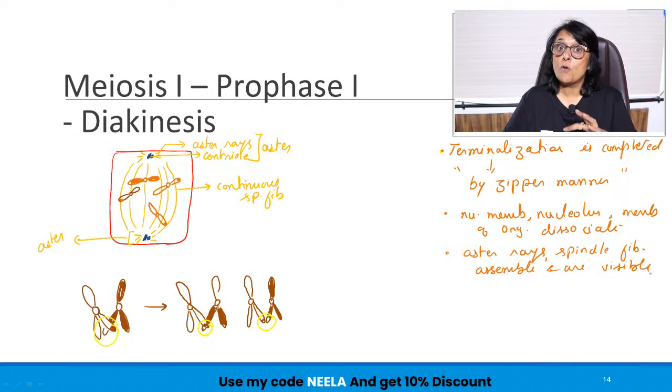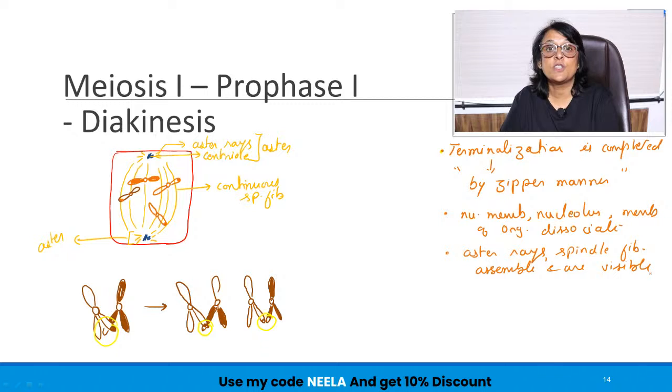So we say prophase I is the longest phase of meiosis. And why do we say so? Because there are so many things which are happening here. As I told you, once we complete this, we are going to have a recap of this. So let's go back to our first slide.